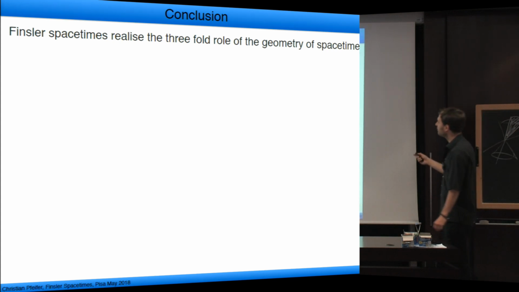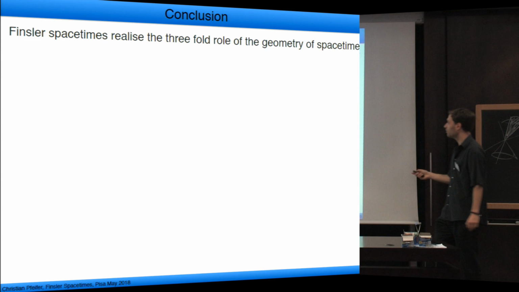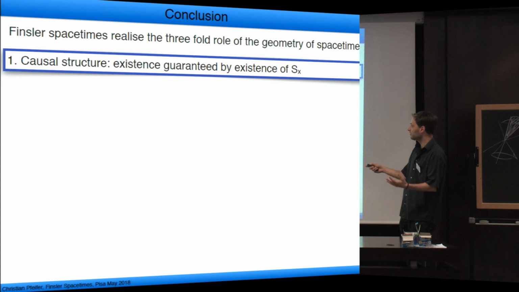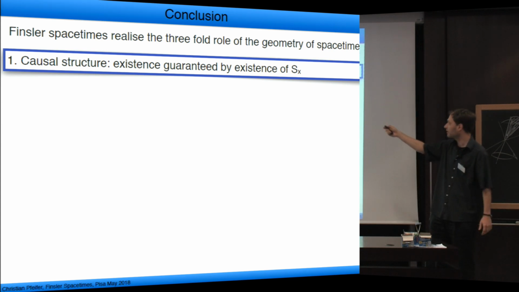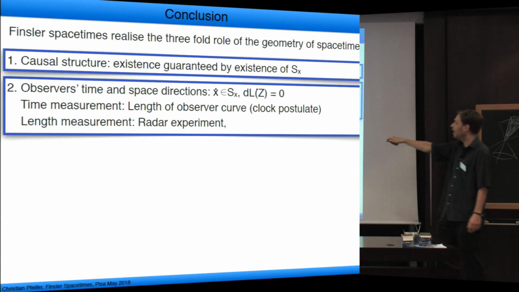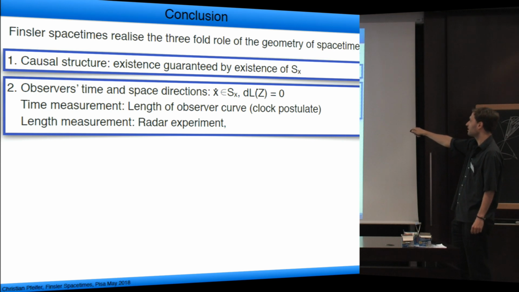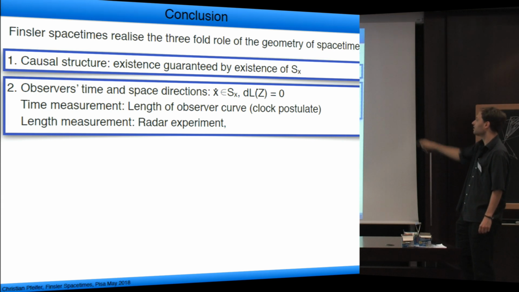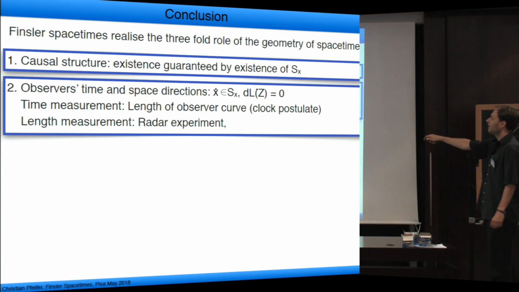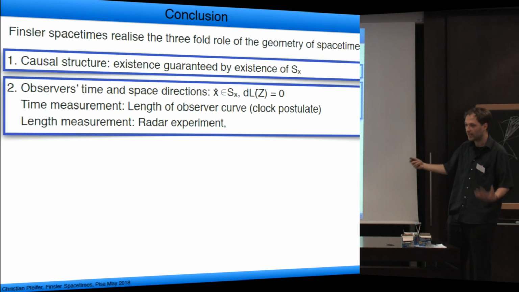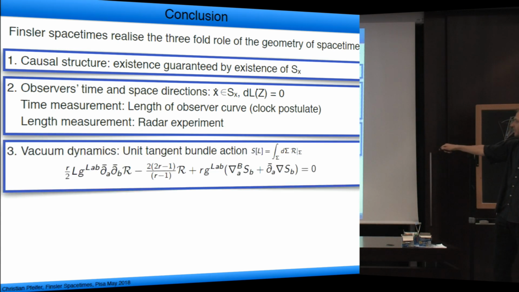I hope I convinced you that these Finsler spacetimes realize the threefold role of the geometry of spacetime. The causal structure exists, so we know what the stable time-like observer directions are, by the existence of the shell as x. Then observers' time and space directions are determined by tangent vectors inside this shell as x and by the directions which are annihilated by the differential of the Finsler Lagrangian. The time measurement is given by the length of an observer's curve. It's a clock postulate, and a notion of spatial length can be obtained by a radar experiment. And vacuum dynamics can be obtained from an action on the unit tangent bundle.